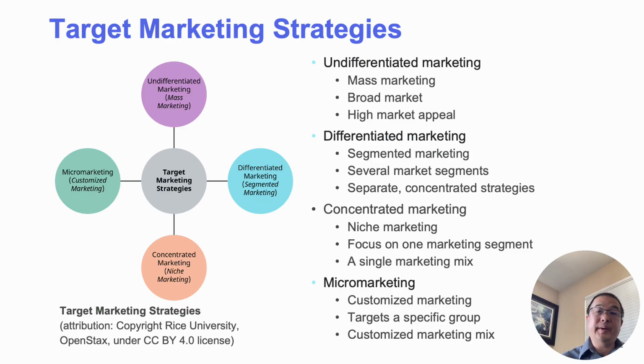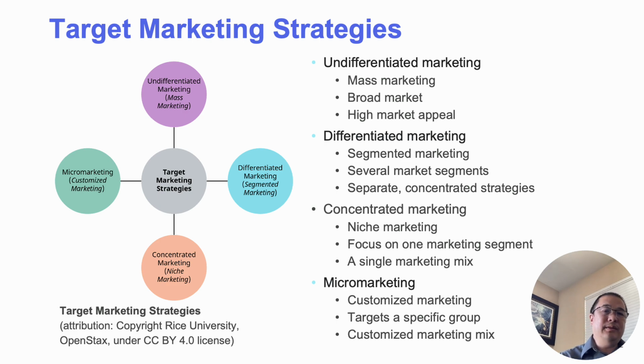Examples are Ferrari, luxury sports cars, Rolex, luxury watches, Whole Foods, health conscious shoppers. Advantages are strong expertise, high customer loyalty, and less direct competition. But the disadvantages are high risk if the niche market declines and limited customer base.